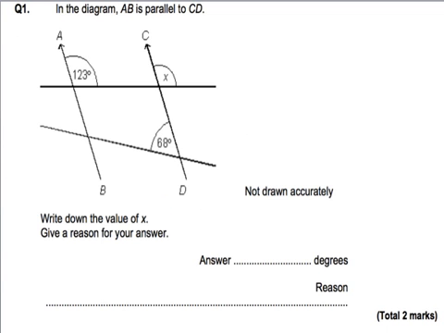Okay, on this question then, Ross, we're looking for AB is parallel to line CD. Now this time what they've done is they've put the parallel lines facing up, but that doesn't matter, they still have the same effect. So the question is, write down the value of x and give me a reason for my answer. So what's my answer then, Ross?